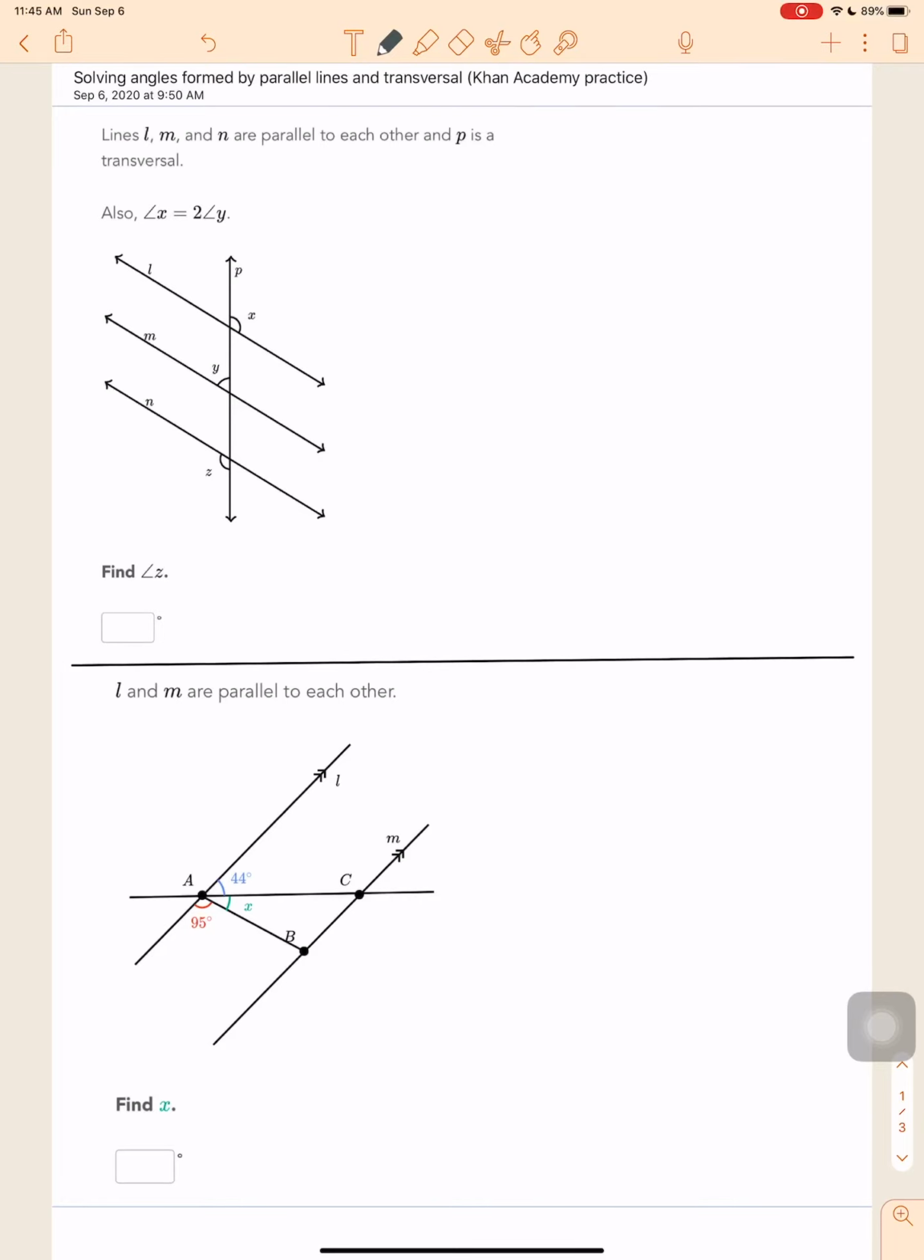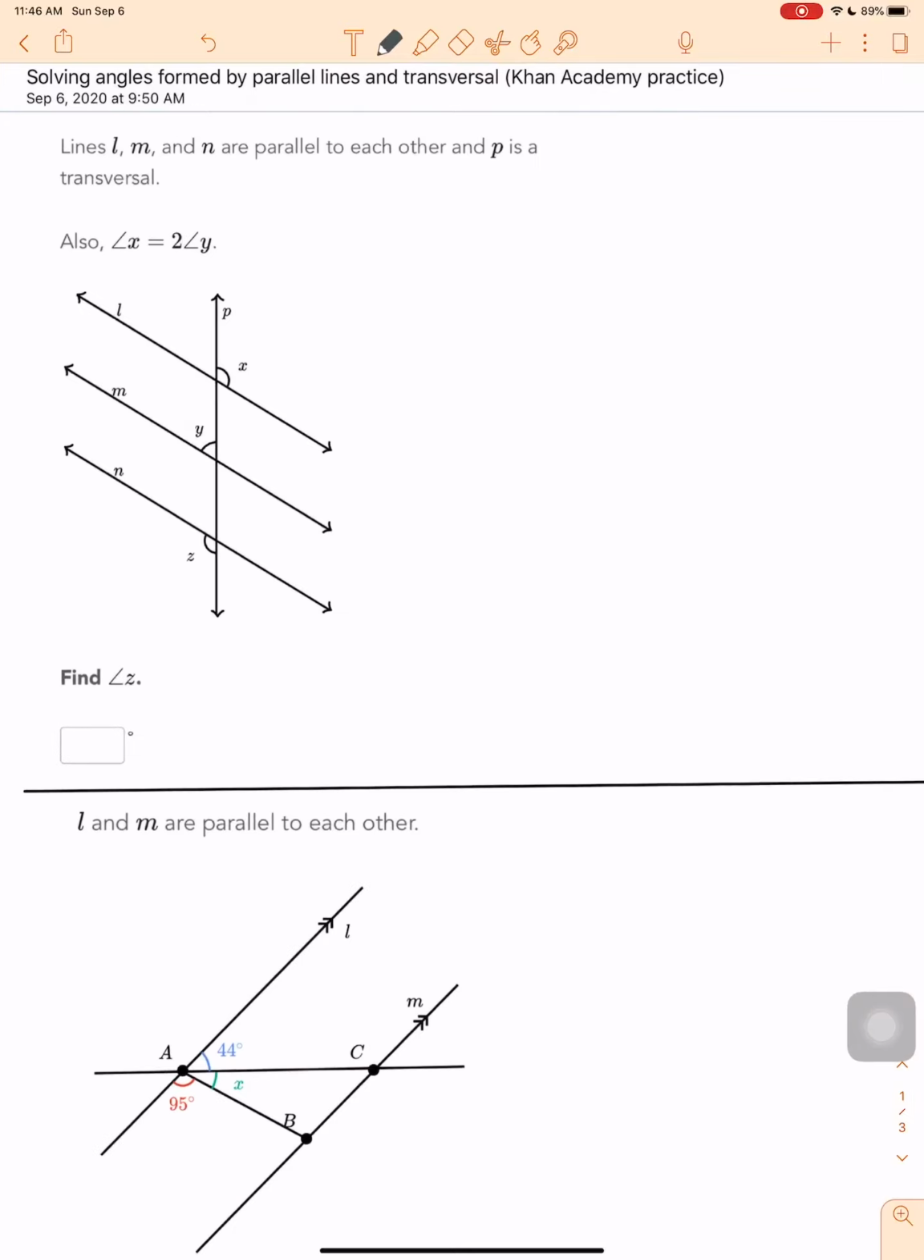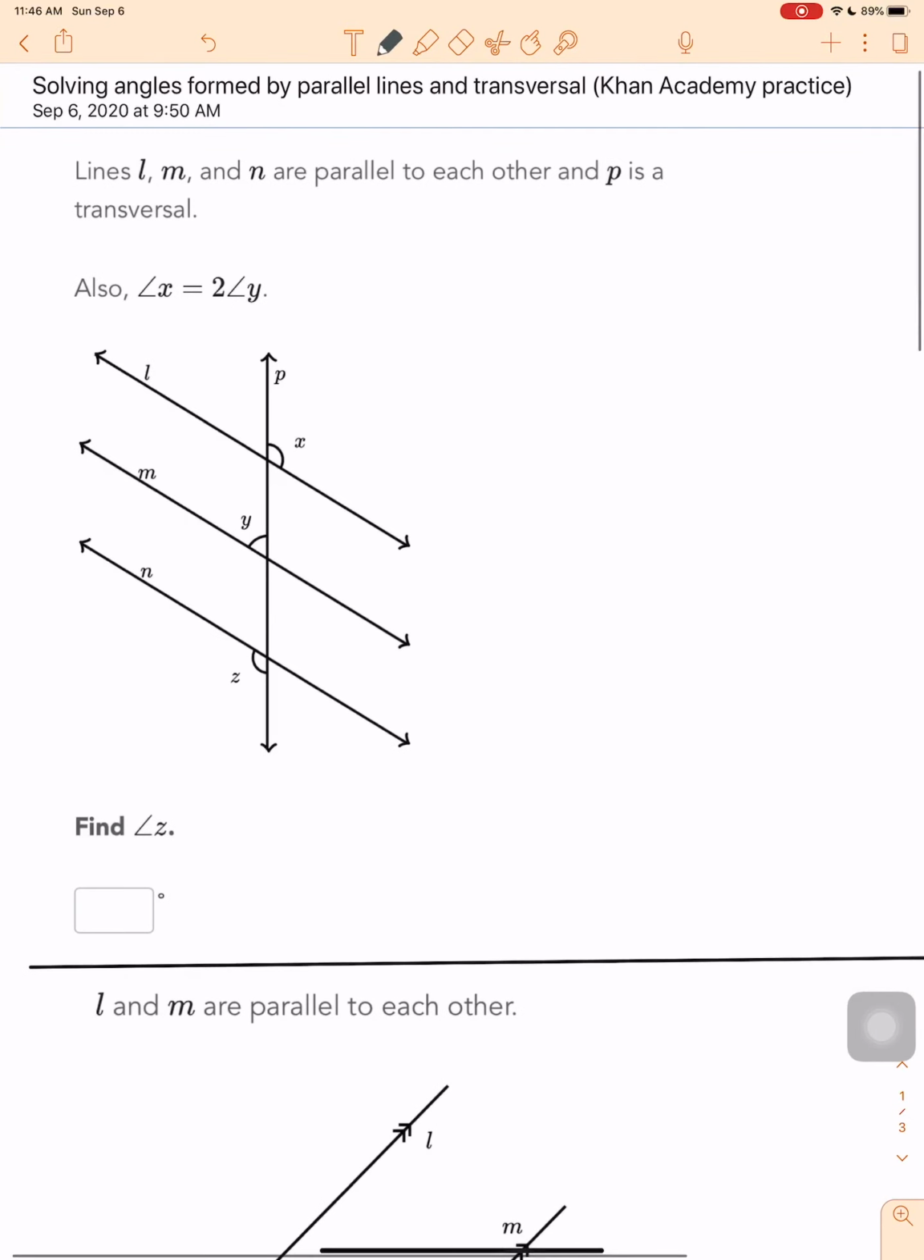Okay, so it looks like a lot of us are struggling on this Khan Academy practice called solving angles formed by parallel lines and transversals. So let's go ahead and take a shot here. Let's see if I can help you out.